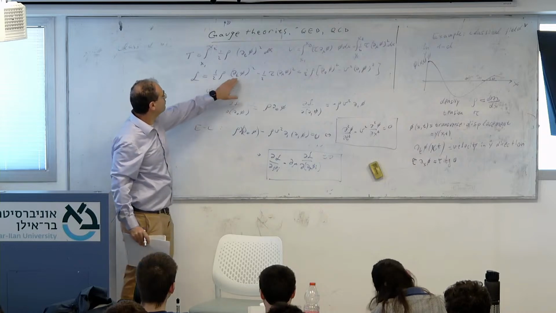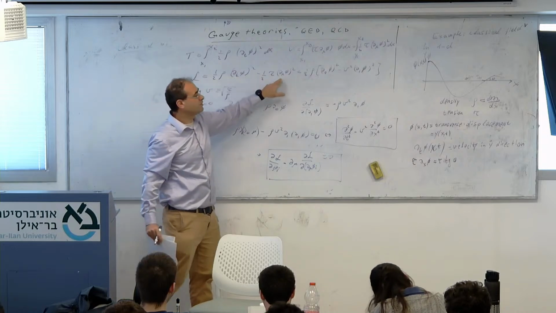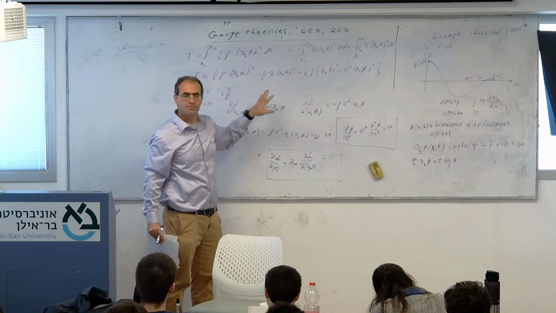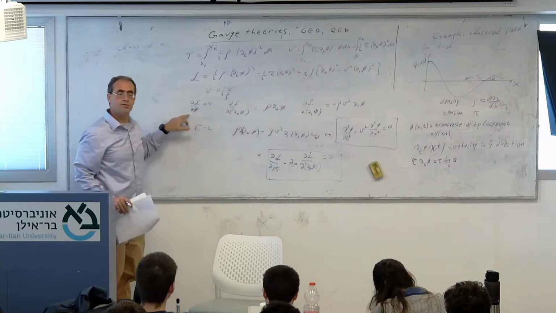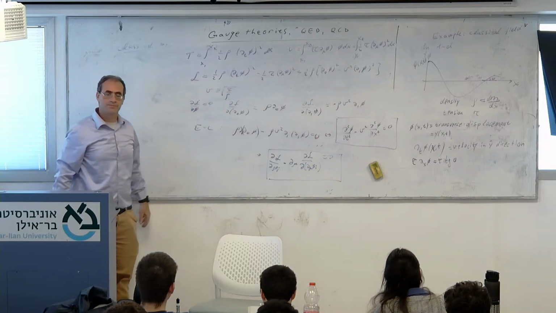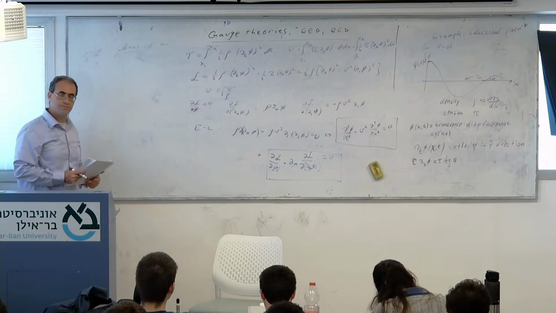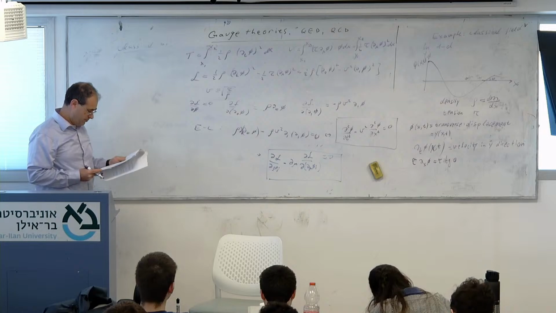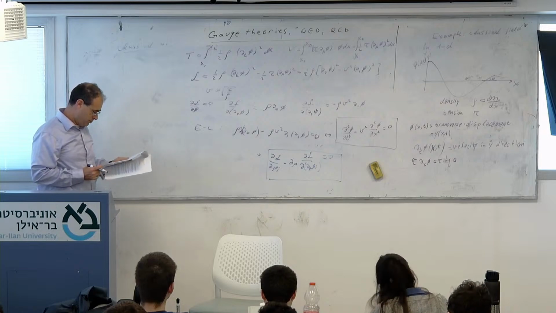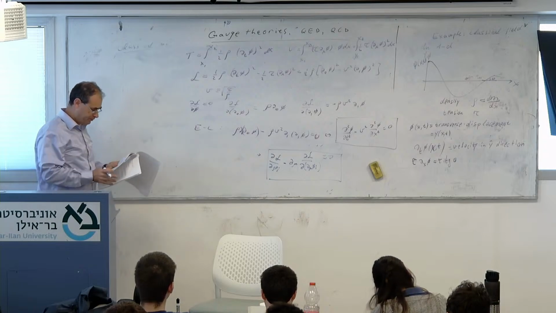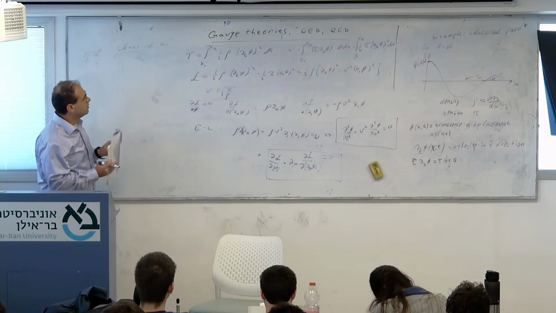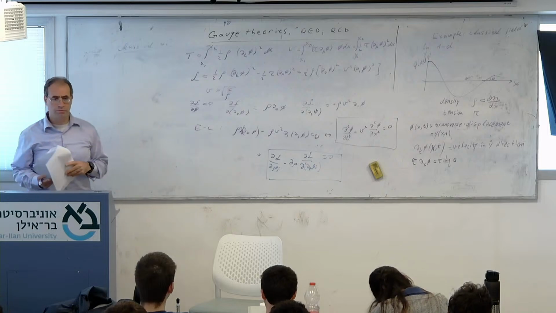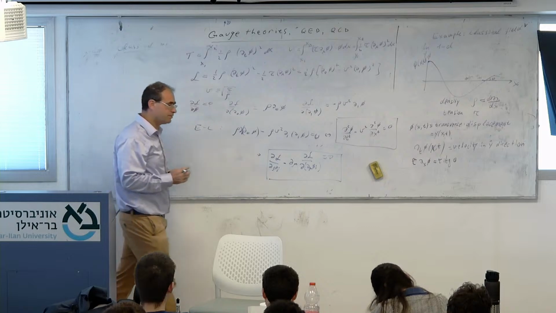L is only a function of d phi over dt and d phi over dx. It's not a function of phi. When I take a partial derivative of L with respect to phi, I get 0. Okay? So far so good. Do you have any questions about that?